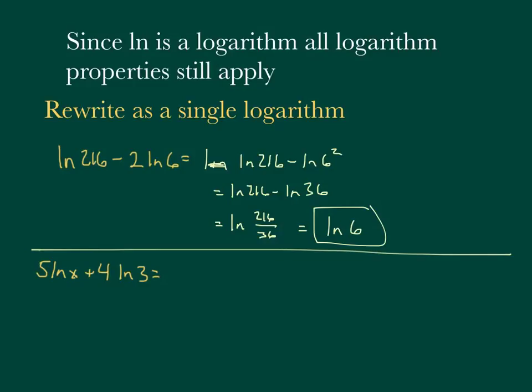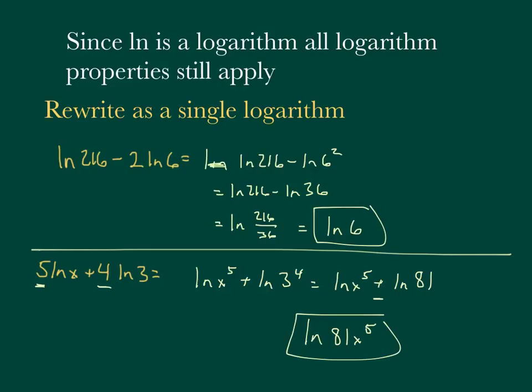Try this one with a variable instead. We could rewrite this by putting both of these coefficients up as exponents, giving us the ln of x to the 5th plus the ln of 3 to the 4th. 3 to the 4th would become an 81, so we have the ln of x to the 5th plus an ln of 81. And since we're adding logarithms, we can make it into a single logarithm of a multiplication, or a product of 81 and x to the 5th. So ln of 81 x to the 5th.